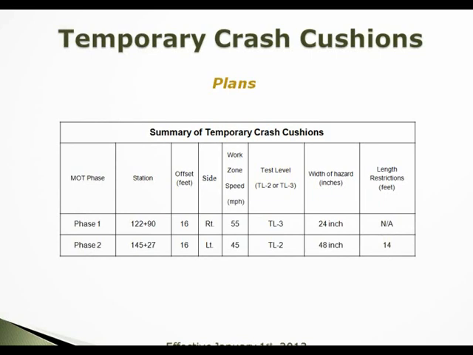And then if there are any length restrictions, in this case, if you have median openings where you cannot install the crash cushion, they have to indicate if there is a restriction in length or not. For example, on phase 2 over here, we show a restriction of 14 feet. So the contractor has to go to the QPL and pick a crash cushion that's 14 feet or less in this case.